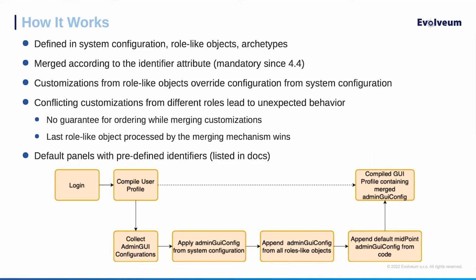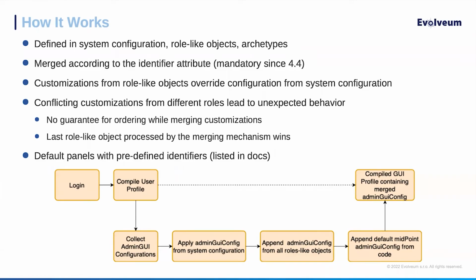But how will MidPoint behave with different configurations for the graphical user interface in different objects? How will MidPoint know when the configuration should be merged, overridden, added? The answer is simple. We need to have an identifier defined for these configurations. Therefore, since 4.4, the identifier attribute is mandatory and is used exactly for the merging purposes.